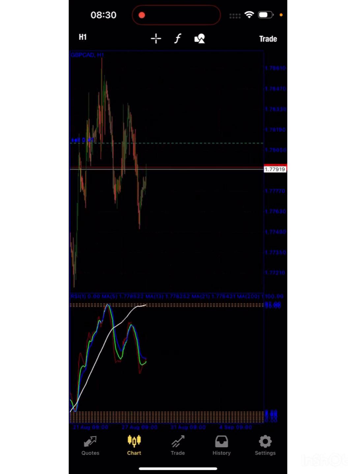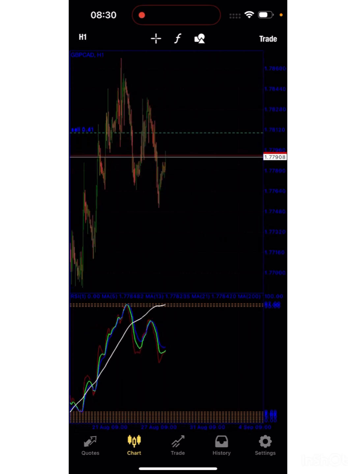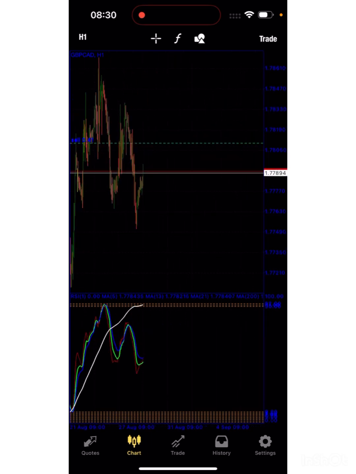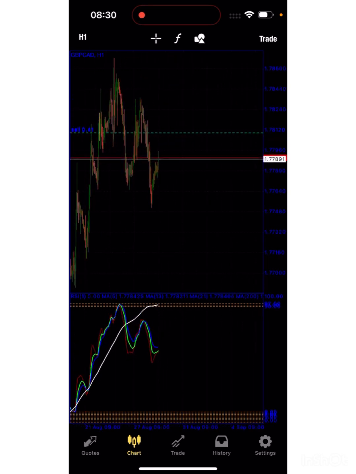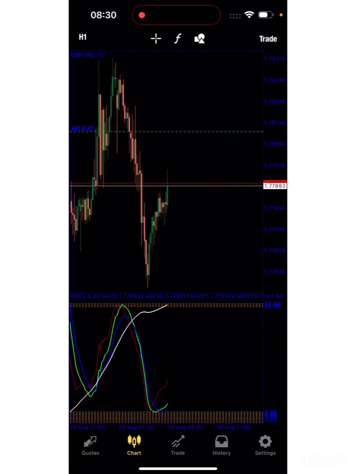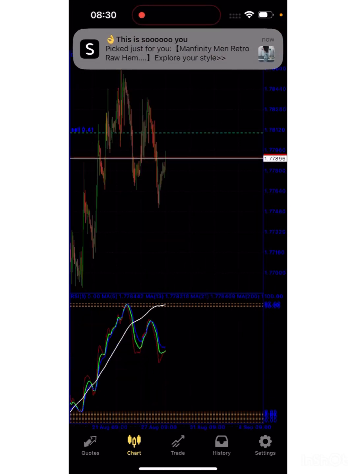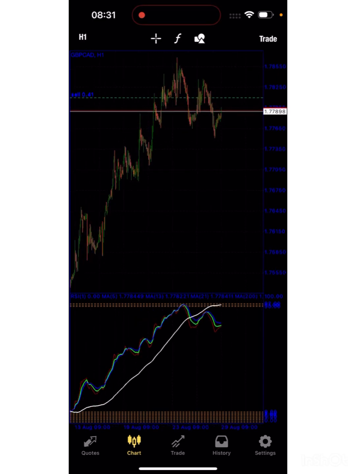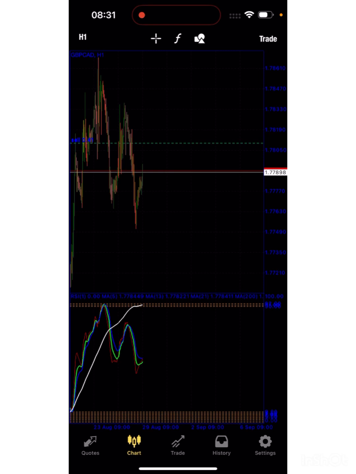As you can see here, guys, we have GBP CAD. First of all, I'm using the mobile strategy. Also remember that I'm using a support and resistance strategy. One thing you need to understand is that even though you are using a mobile strategy, don't just rely on it. Even if you are using support and resistance, you also need this kind of mobile strategy as well.